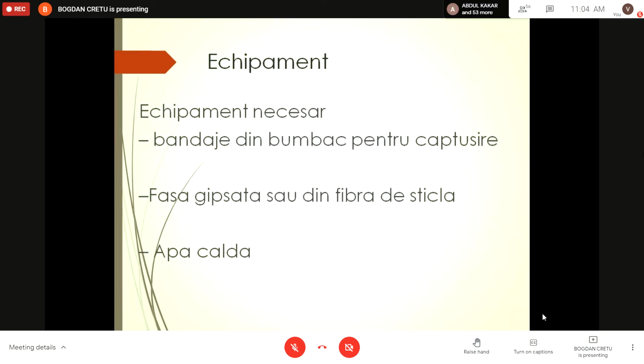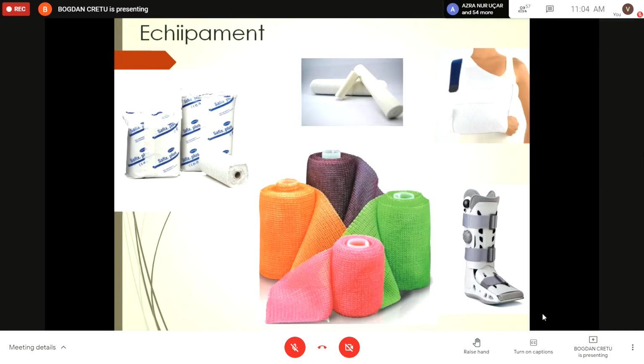Necessary equipment: we have cotton bandages, we have the gypsum or the fiber bandages, and hot water. In these images, in the upper left image, we have the gypsum bandage, a normal bandage in the center, and in the lower center image, we have the fiber type.